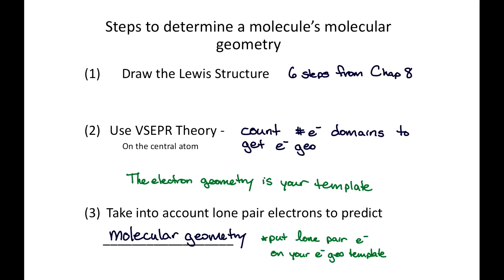First, draw your Lewis structure. Use VSEPR theory on the central atom, meaning count how many electron domains you have. Get that electron geometry, that's your template. And then finally, to get your molecular geometry, take into account lone pairs. You can't see lone pairs, so just cover them up and ask yourself what shape is left over, all right, off of your electron geometry, right? So these are the steps.